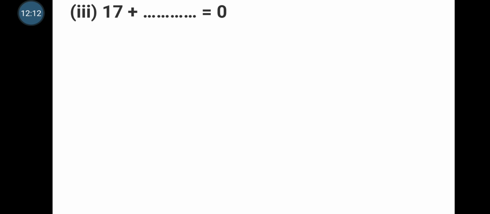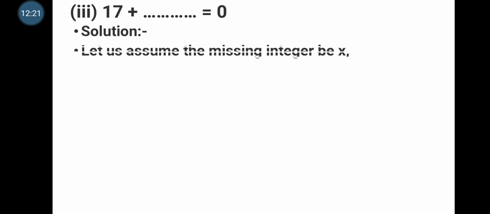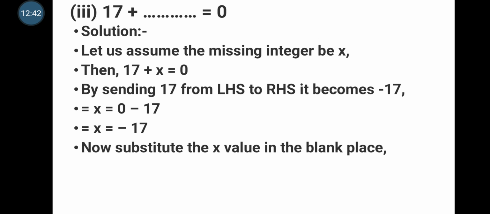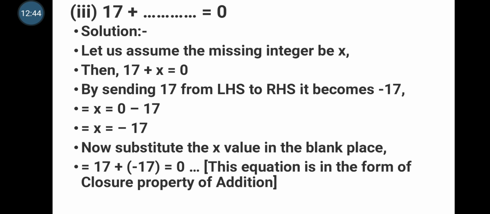So minus 17 plus dash equal to 0. So 17 plus dash equal to 0. So along with 17, what should I add to get 0? We have to find out. Let us take the blank as x. So now we need to find x. So take the 17 to the other side of the equal sign, it will go as minus 17. So 0 minus 17, that is minus 17 only. So the x value is minus 17. Put it in the equation. So minus 17 plus 17 equal to 0.